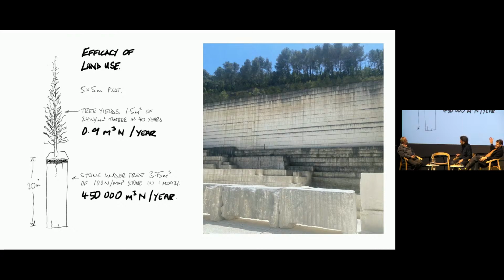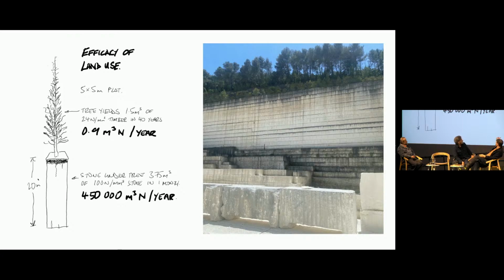So this slide is looking at the comparison between the traditional solution to building in a green way, which is timber and stone. On the right-hand side is the quarry in the south of France, and you can see very clearly illustrated a tree grows about 1.5 cubic meters of useful timber with a strength of 7 newtons over about 40 years. So we made up this unit, 0.9 meter cubed newtons per year. So it's how strong over what period of time.